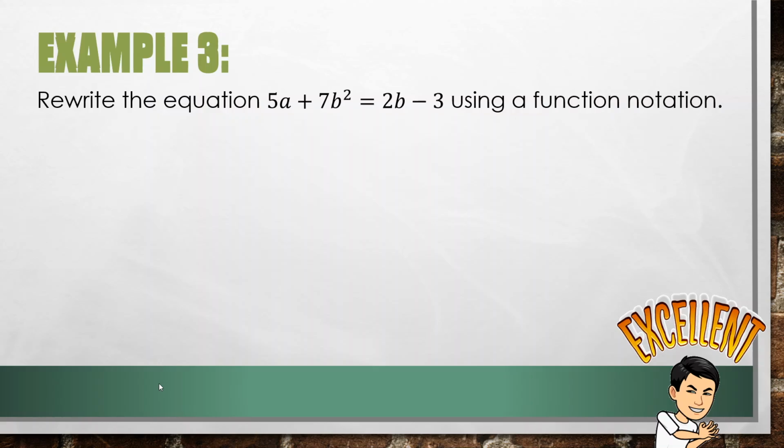Rewrite the equation 5a plus 7b squared is equal to 2b minus 3 using a function notation.